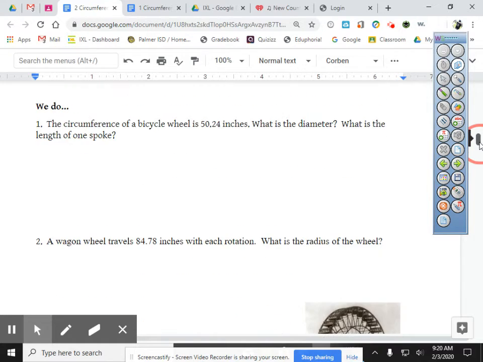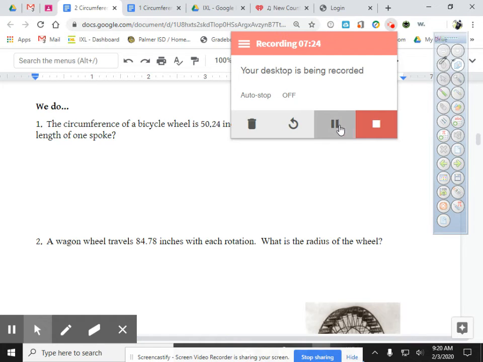Why don't y'all do number 1? Okay. The circumference of a bicycle wheel is 50.24 inches. What is the diameter? What is the length of one spoke? What is that asking? One rotation? One spoke. What is it asking?